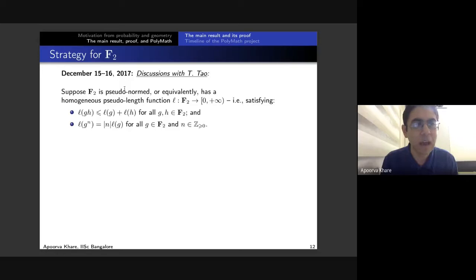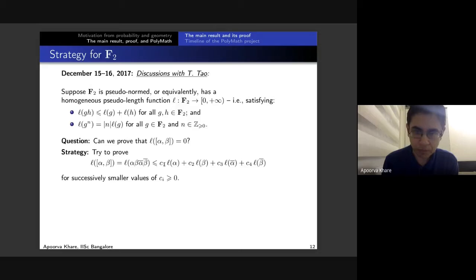So suppose it's pseudo-normed, or equivalently has a homogeneous pseudo-length function like this, which means it is subadditive, and the length is a norm, so it's homogeneous. But I don't need to assume that the length is zero only at g equals one and so on. It may be zero elsewhere. Can we prove that the length of the commutator of alpha and beta is zero? To do that, we discussed trying to prove that the length of this commutator is less than or equal to some number times the length of alpha plus some number times the length of beta. And so on.